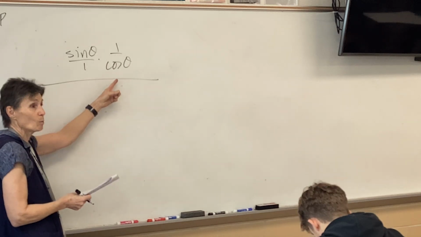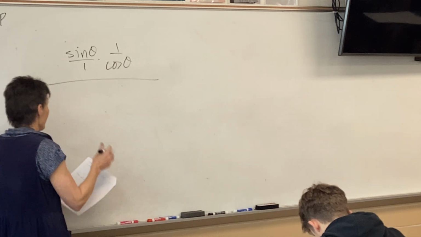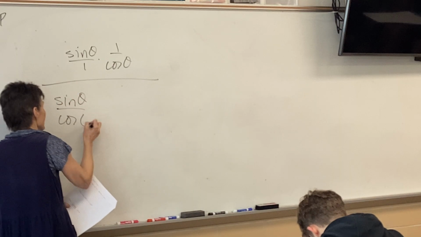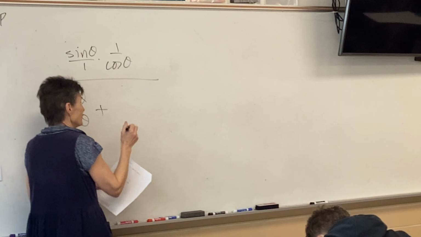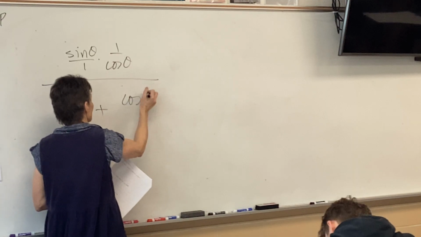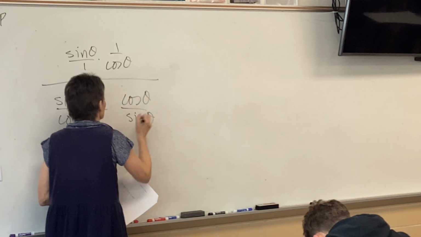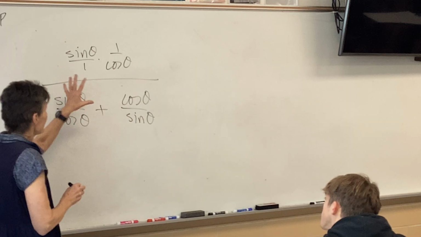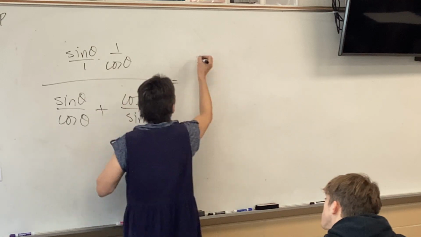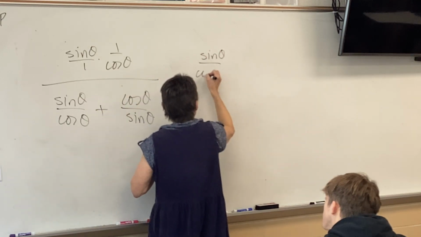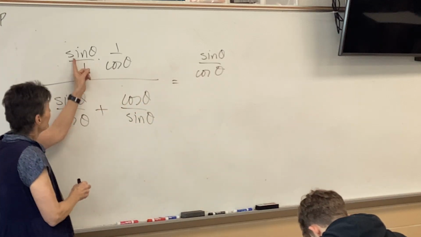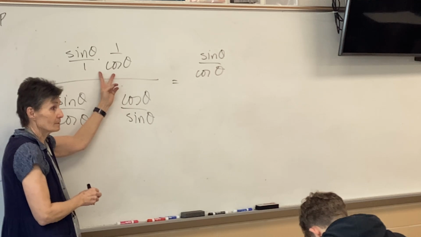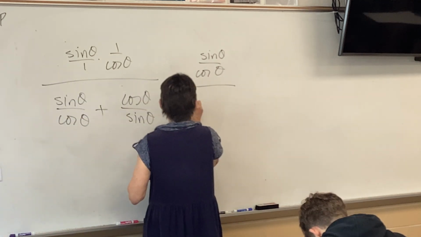Secant, on the other hand, is 1 over cosine. All right, what's tangent? Sine over cosine. And cotangent is cosine over sine. Now, I am going to rewrite that numerator as sine over cosine. I'm not trying to pull a fast one on you. This is a multiply. So isn't that sine over cosine? And then my denominator is all this.